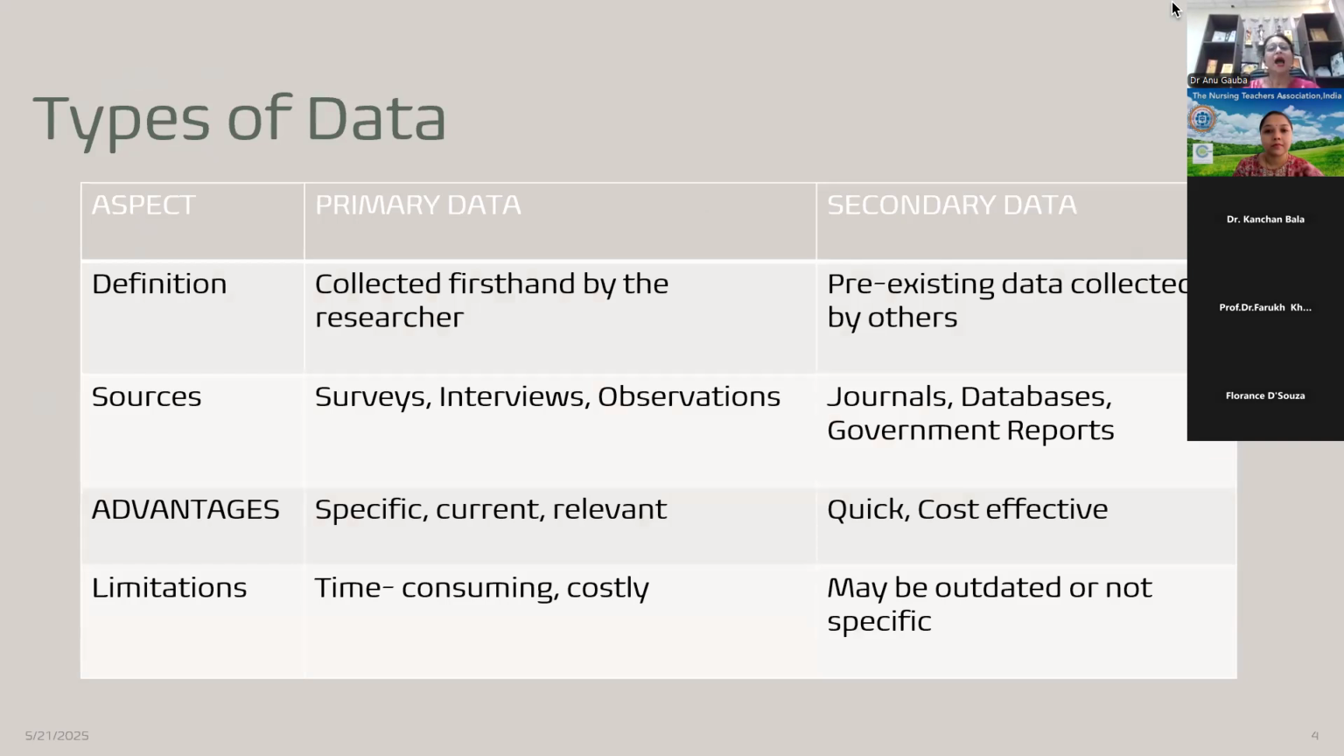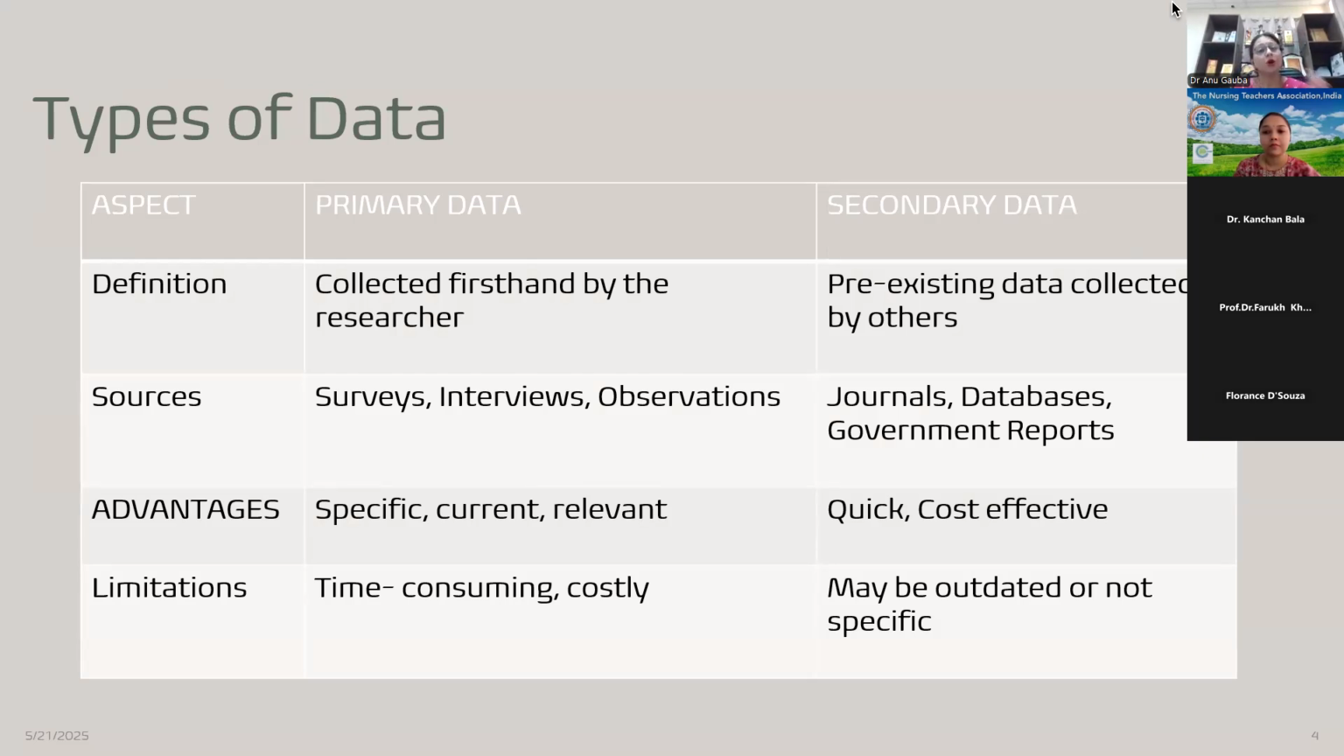Now, there are basically two types of data. One is primary data and the second one is secondary data. See, primary data means I have conducted the research, so I have collected the data, right? So data is available in my hand and I have collected the data in many ways. I can go for observation technique. I can conduct interview sessions for collecting the data. So that data is very relevant and specific to your research topic only, right?